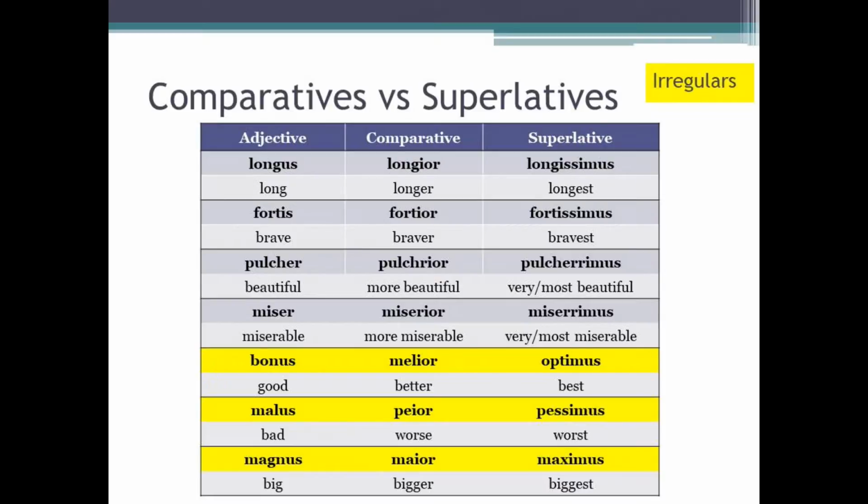Now these last three rows that are highlighted in yellow are irregular, so the comparative and superlative stems do not coincide with the normal adjective form, so you're just going to have to learn these separately. Bonus is good, melior is better, and optimus is best. Malus, bad, peior is worse, and pessimus is worst. Magnus, big, maior, bigger, and maximus is biggest.